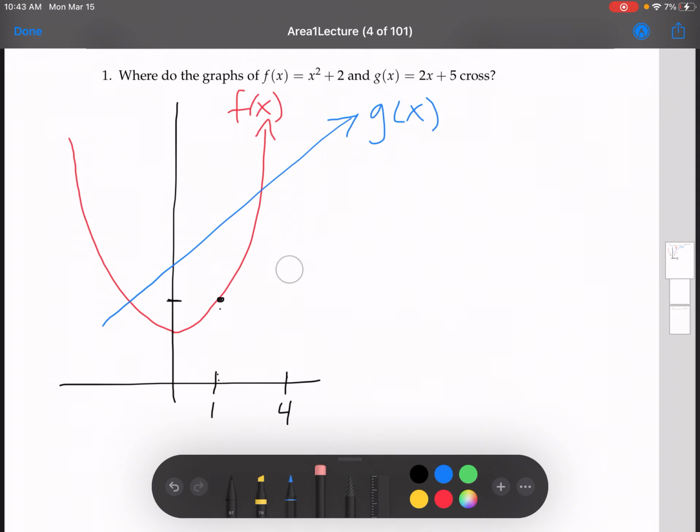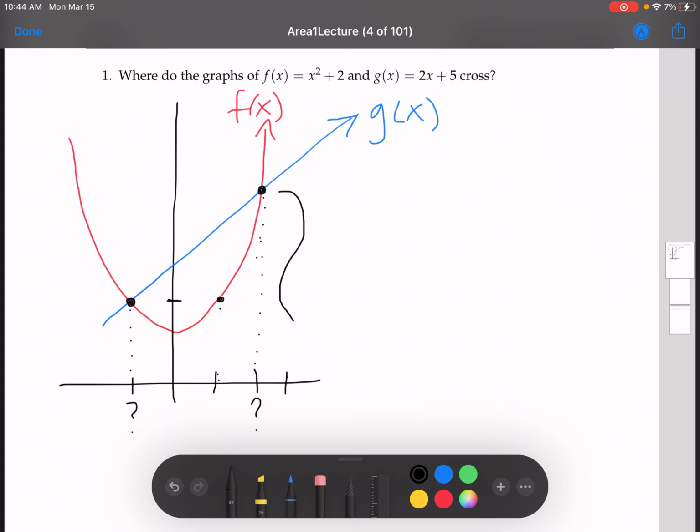So with that in mind, now the key observation. Notice that wherever f of x and g of x cross, namely that point right there and that point right there, whatever those numbers are, let's just put question marks down here, whatever that is and whatever that is.